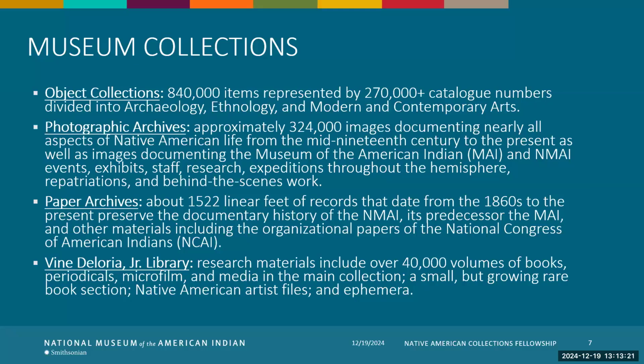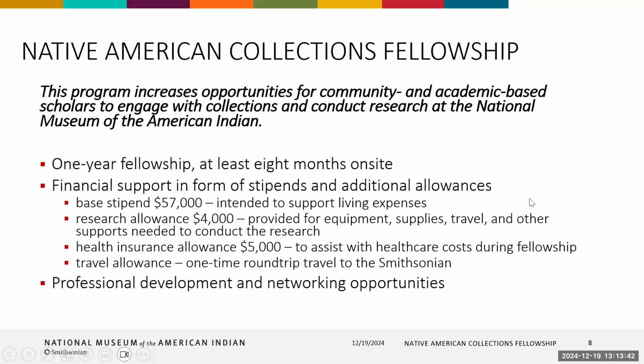Lastly, we also have our Vine Deloria Jr. Library, which would be helpful to researchers. It does have over 40,000 different volumes of books, periodicals, microfilm, and media. This is also where we house our growing rare book section and our Native American artist files. That was a little background about the National Museum of the American Indian.